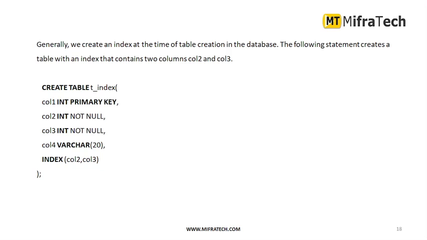Here you can see an example. Generally we create an index at the time of table creation in the database. The following statement creates a table with an index on two columns, column 2 and column 3. CREATE TABLE t_index, column 1 int primary key, column 2 int not null, column 3 int not null, column 4 varchar, INDEX on column 2 and column 3. The index of column 2 and 3 goes as a secondary index.